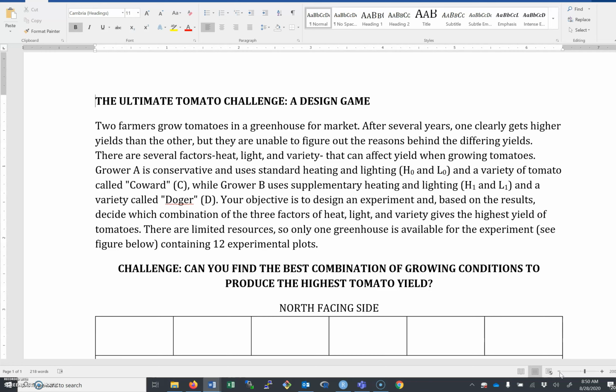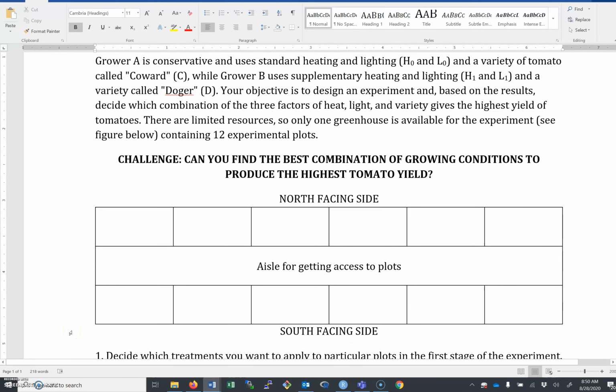Your objective is to design an experiment and, based upon the results of your experiment, decide which combination of the 3 factors of heat, light, and variety gives you the highest yield of tomatoes. There are limited resources, however, for conducting these experiments, just like in real life. This is part of the challenge. It's not so much that the 3 factors are hard to figure out, but the challenge is the physical limitations. There's only one greenhouse available for the experiment. See the figure below. And it contains 12 experimental plots.